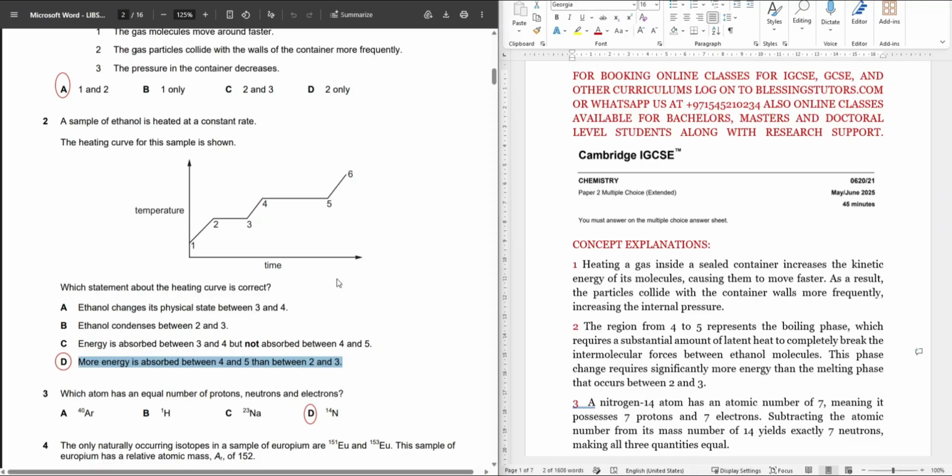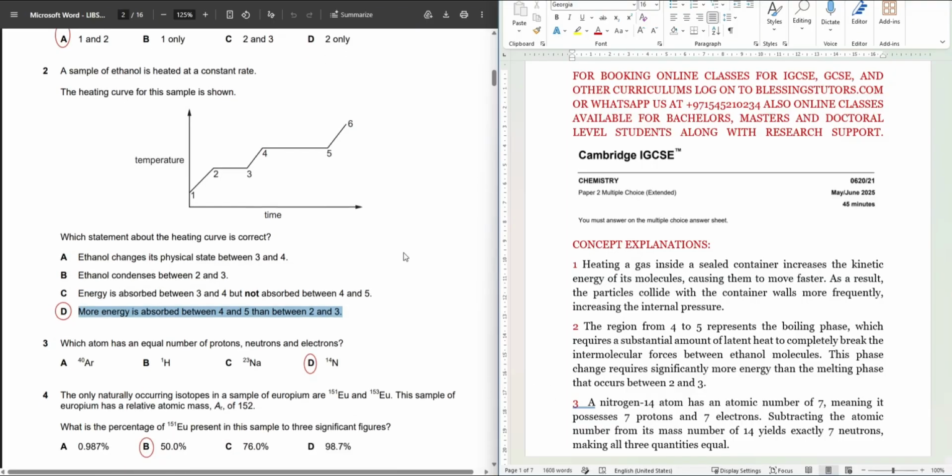If you consider the time on the horizontal axis, you can see that 4 till 5 is taking a longer time as well, because it's a boiling phase and it needs a substantial amount of energy to completely break the intermolecular forces. It is very important at this stage that you understand the concept, and as I mentioned earlier, the question can be asked in a different form. So if the concept is clear, whatever changes might come in the exam, you will be able to identify the correct answer.